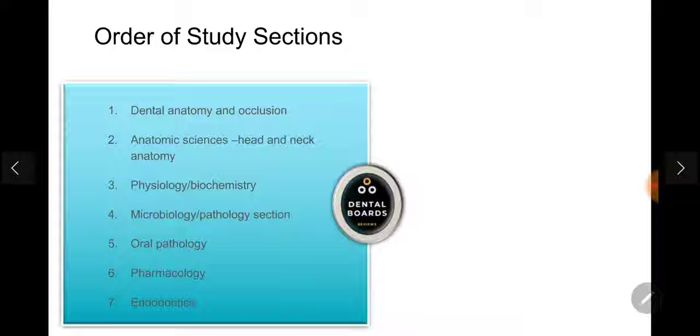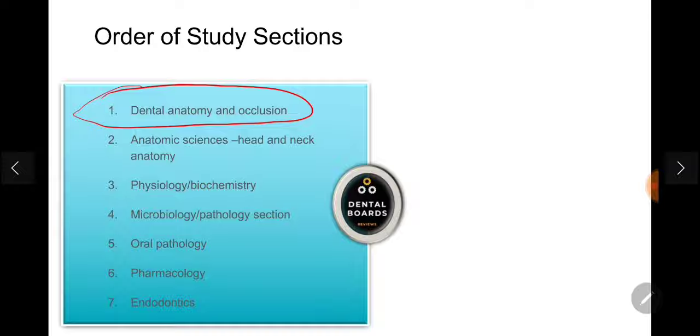You don't want to have a dentist who knows everything else, but they don't know much about the mouth. What kind of dentist is that, right? So you want to know dental anatomy and occlusion. If you graduated from here and you think your dental anatomy and occlusion knowledge is very good, that's fine. But make sure you review quickly and move on to other sections.